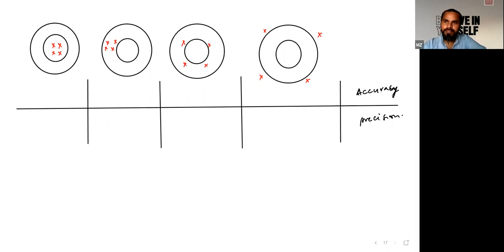Just see in the first part, all the values are in the center. It means closest to the true value. It means accuracy would be high. Good. Next, just check whether all of the experimental values are closer to one another or not. Yes, they are closer, so we can say their precision must be high.